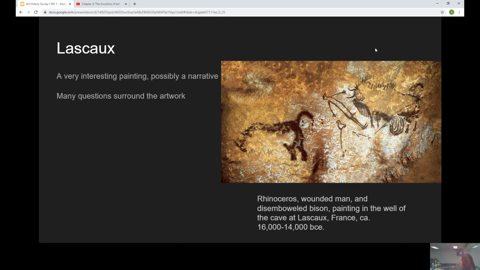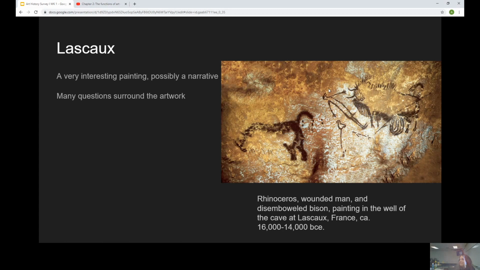So also possibly a narrative happening over here. This man with the bird head could have killed him. We don't know. We're not sure. He is falling over. It could have been that he killed the bison and then the bison skewered him with the last bit of his life force. We don't know.